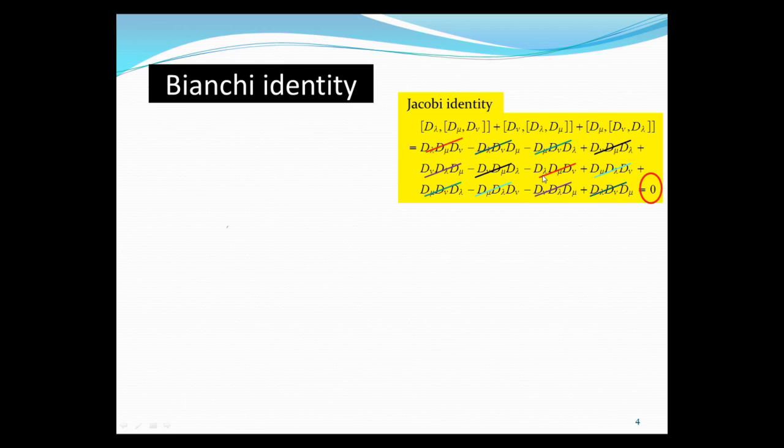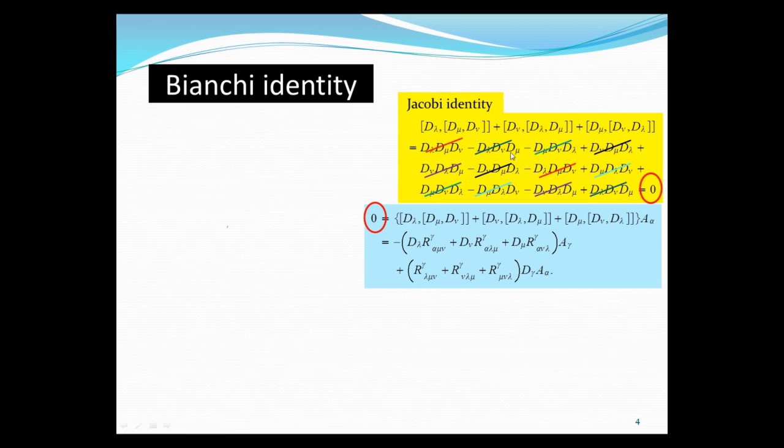Then you look carefully, and there's a lot of cancellation going on. This cancels this, this cancels this. So this has nothing to do with the covariant derivative. Any three objects A, B, C, if they don't commute, will satisfy the Jacobi identity, and the sum is equal to zero. Now we apply this Jacobi identity to act on a vector. In this case I wrote down the covariant vector, and I didn't work it out.